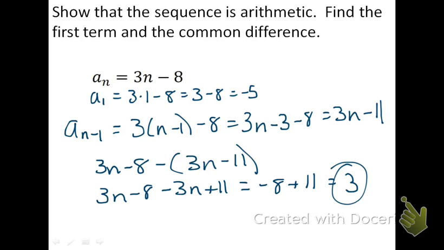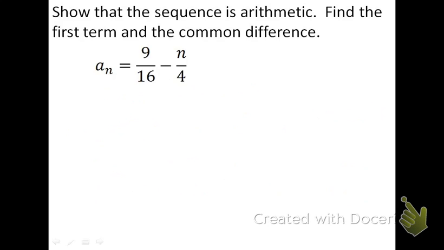And doing this, we've also shown that it is arithmetic, because we've shown that if you take any term and subtract the term before it, a sub n minus a sub n minus 1, you will always get 3. So 3 is our common difference. Now if we look at our formula for a sub n, you notice that it looks like a linear equation where the slope is 3. Your common difference is kind of like the slope in a linear equation.